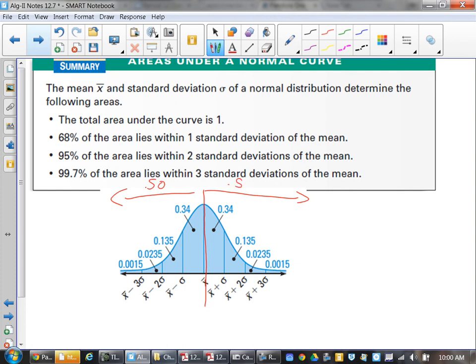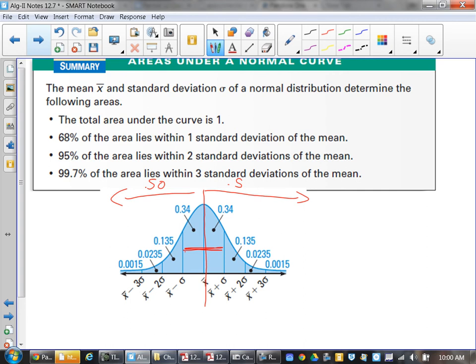Where the standard deviation comes into play is that within one standard deviation of the average, 68% of all data occurs. So between here and here is 68%. Moving within one standard deviation, it's always 68%.